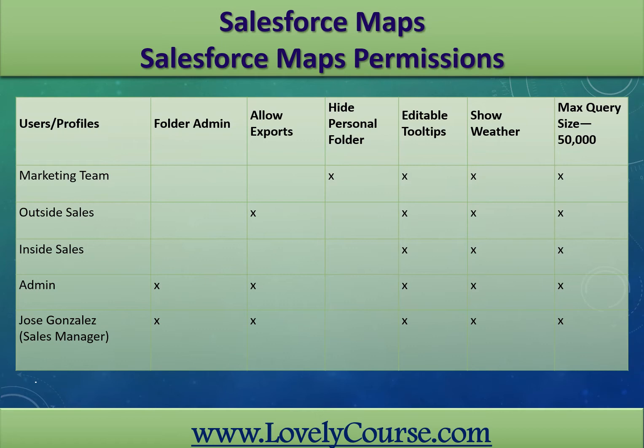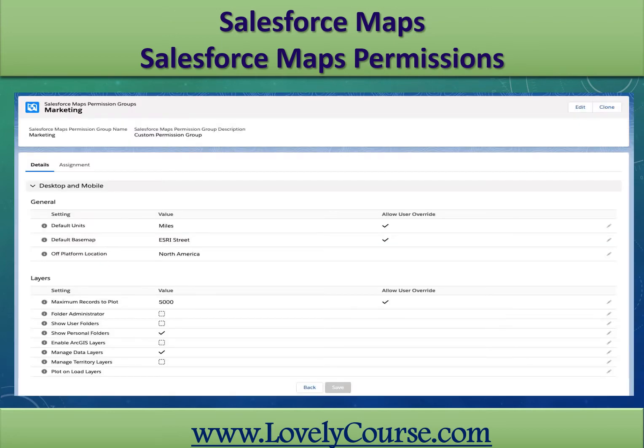Jason Williams is a Salesforce admin responsible for configuring Salesforce Maps at Lovely Course. So he creates permission groups and assigns users and profiles based on features identified in the following chart. Jason creates a permission group for the marketing team. He selects the required features and keeps all the other default values.